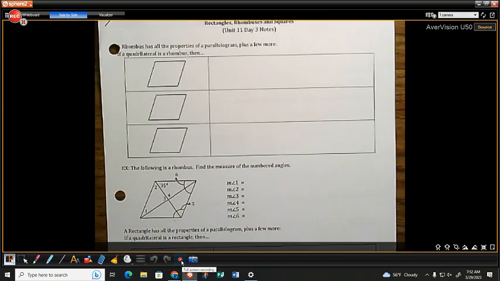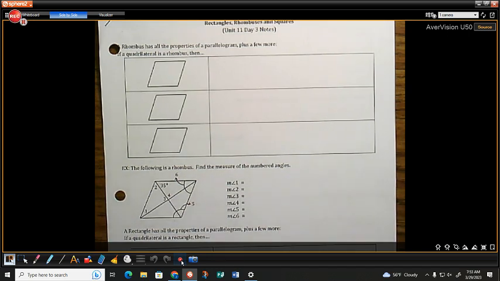Y'all said that opposite sides have to be parallel. What else? Diagonals intersect. Diagonals bisect each other. What else? Opposite angles are congruent. Opposite sides are congruent. Consecutive angles are supplementary.